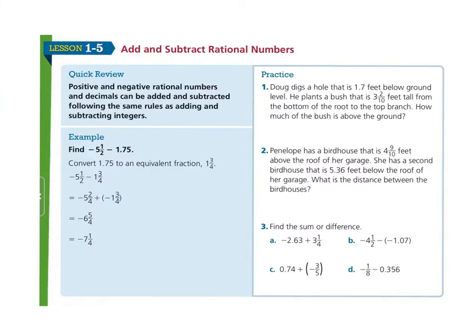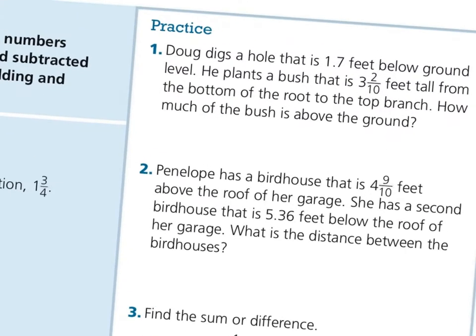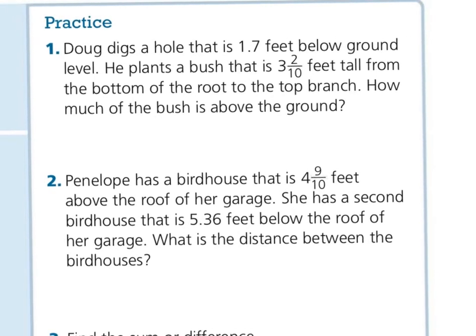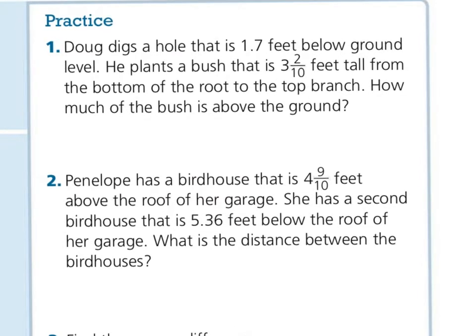Lesson 5 is adding and subtracting rational numbers, so we might have decimals and fractions. We could have one or both on these. So number 1, Doug digs a hole that's 1 and 7/10 feet below ground level, and he plants a bush 3 2/10 feet tall from the bottom of the root to the top branch. How much of the bush is above ground?